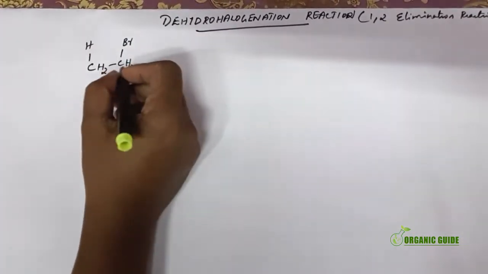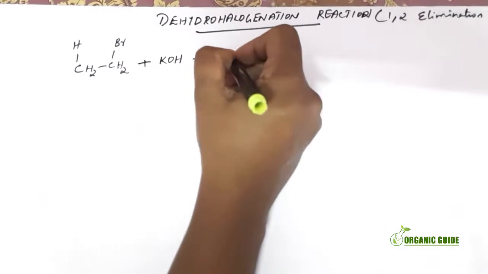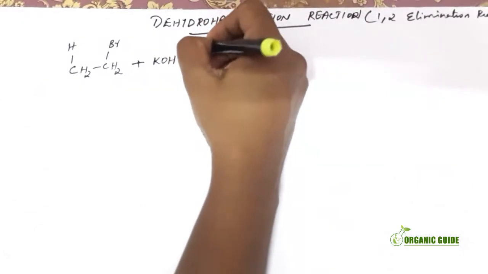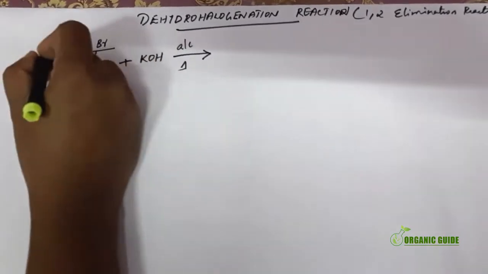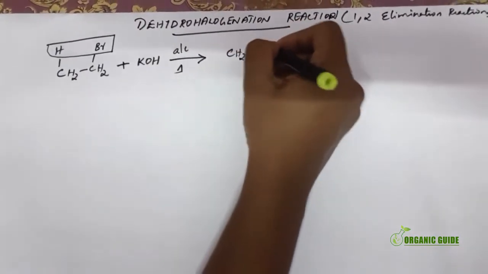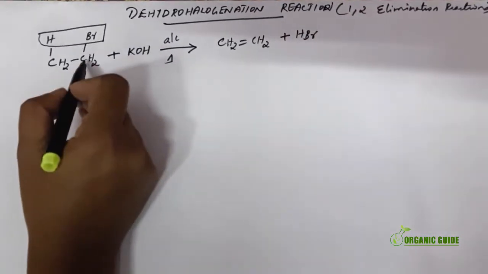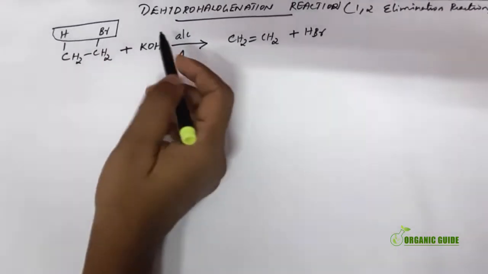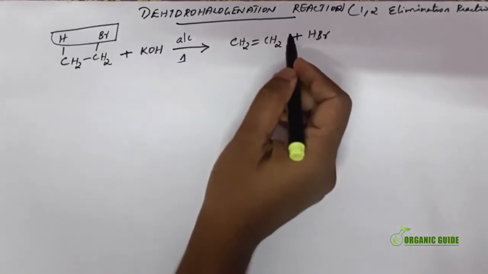This is the alkyl halide. When treated with strong bases such as potassium hydroxide, elimination occurs. This takes place in the presence of alcohol. The elimination of hydrogen halide occurs and we get the product, that is alkene. So the halogen from the first carbon and the adjacent hydrogen are eliminated. That's why they are known as dehydrohalogenation reactions, and the product obtained is an alkene.